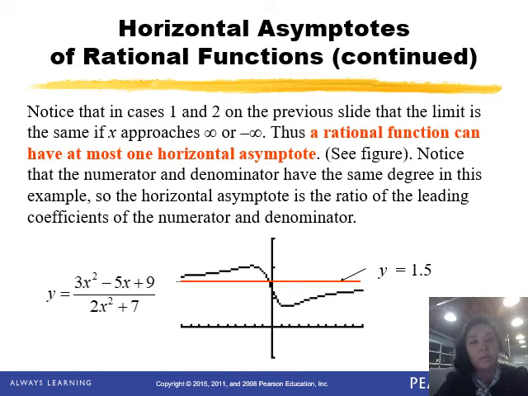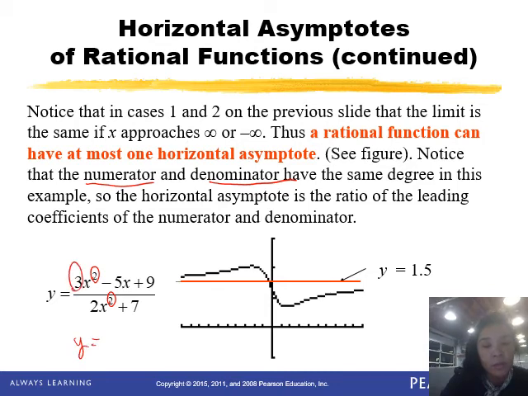All right, so let's take a look at cases 1 and 2. A rational function can have at most one horizontal asymptote. Notice that the numerator and the denominator have the same degree here, so we're going to use case number 2, and the horizontal asymptote is equal to the ratio of those first two coefficients, so you have a horizontal asymptote at 3/2. Not too bad.